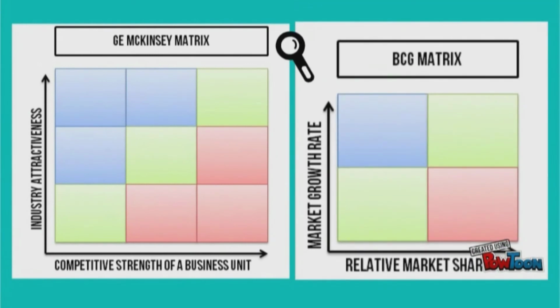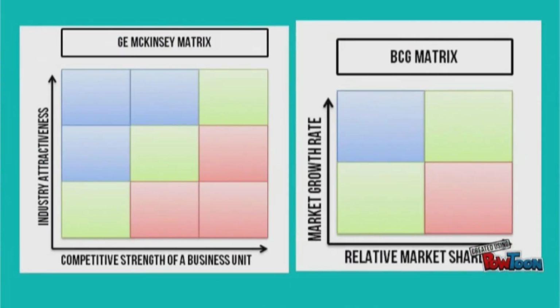The second difference is comprehensiveness. The reason why the GE McKinsey framework was developed is that the BCG portfolio wasn't sophisticated enough for the guys from General Electric. In the BCG matrix, the competitive strength of a business unit is equal to relative market share, which assumes that the larger the market share a business has, the better it is positioned to compete in the market.